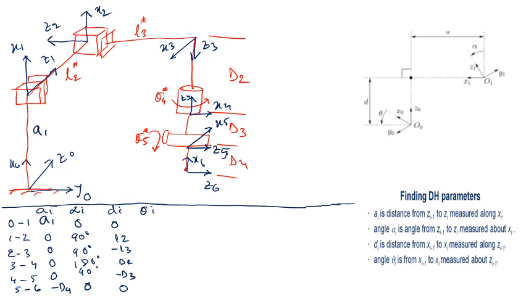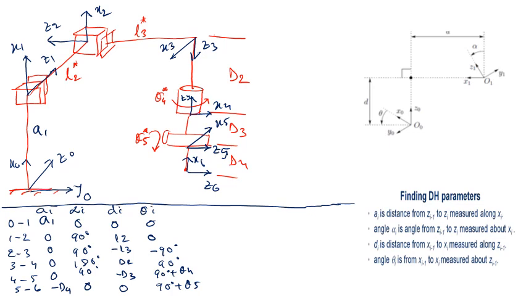For the case of theta, the first two are zeros, and then minus 90 degrees, and then 90 degrees. Then we will have theta 4, but even if theta 4 is 0, we will have a shift of 90 degrees, so it should be 90 degrees plus theta 4, and then 90 degrees plus theta 5. So this is the whole DH table for this robotic system.